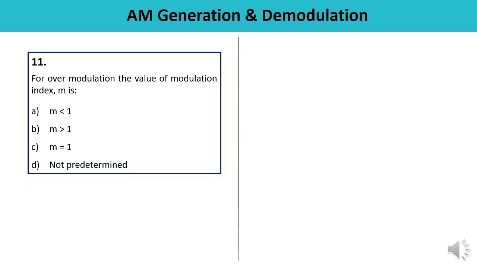Next question. For overmodulation, the value of modulation index is, so for overmodulation, the value of modulation index is greater than 1. When m is greater than 1, then there is a condition of overmodulation. It means here the answer is B.